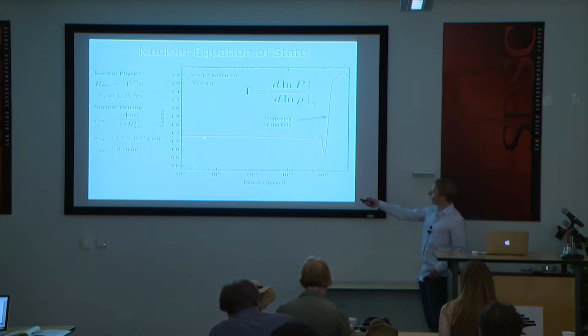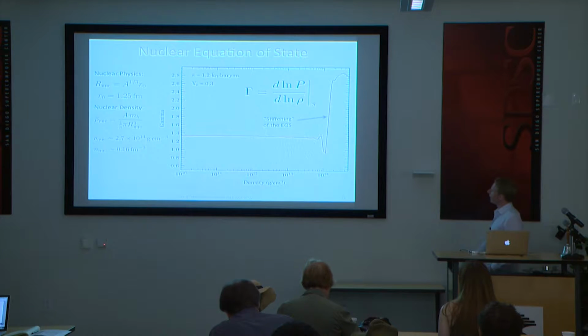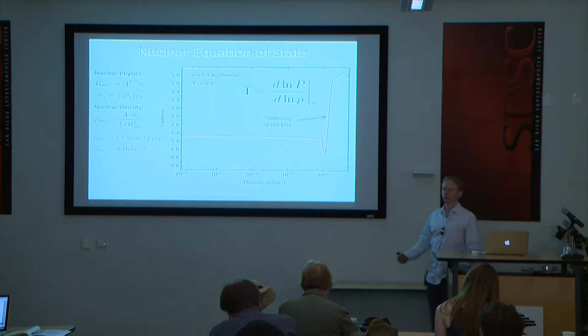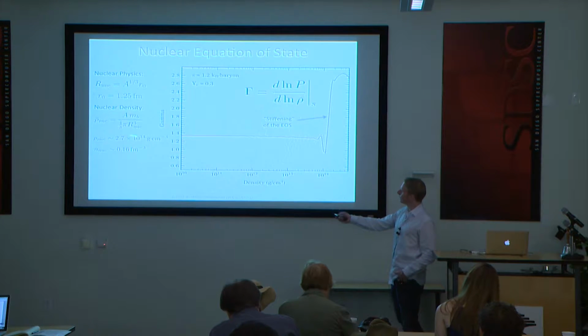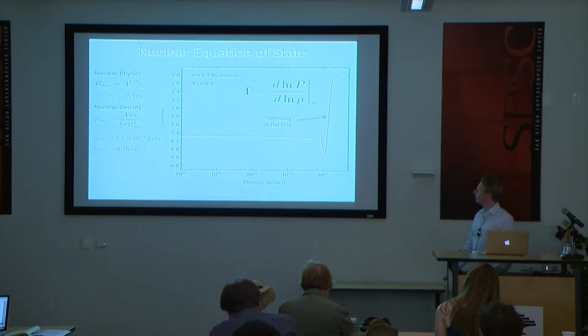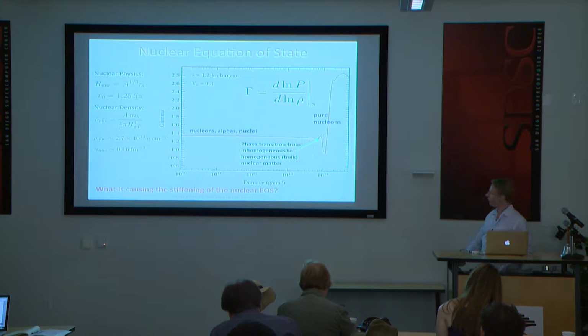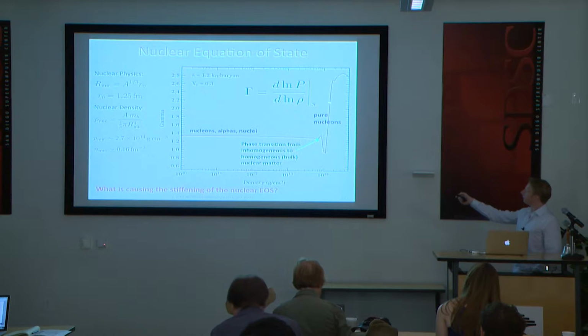Down here we are at 4/3 at low density, which is the electron gas. And as we get to nuclear density, which is about 0.16 particle per cubic Fermi, which is a nuclear unit, or 2.7 times 10 to the 14 grams per cubic centimeter, there's a phase transition. The equation of state starts stiffening, becomes very stiff. Gamma gets large. When we look at what kind of particles we have around, at low densities we have nucleons, alpha particles, and nuclei. Here we go from this inhomogeneous nuclear matter to bulk nuclear matter, which is pure nucleons.